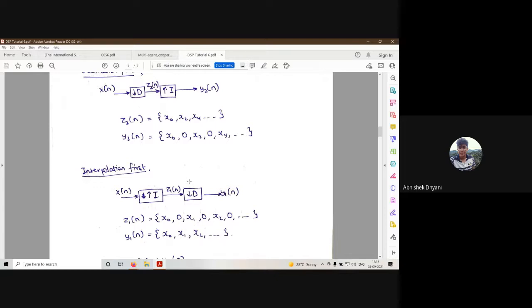That is how we get z1n. Again we pass it through the decimator, which will select every alternate value. Basically we get the original signal x of n, because the zeros will be eliminated, and we will get x0, x1, x2, and so on. So y1n is nothing but xn only. So you can see that y1n and y2n are not the same.